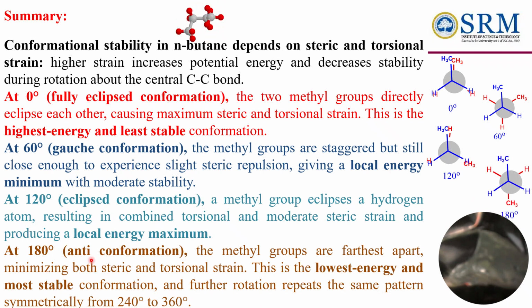Finally, at the 180-degree anti-conformation, the methyl groups, the blue and red, are farthest apart, minimizing both steric and torsional strain. This is the lowest energy and most stable conformation. Further rotation repeats the same pattern symmetrically from 240 to 360 degrees. Hence, one can say that it repeats from 0 to 180 degrees.